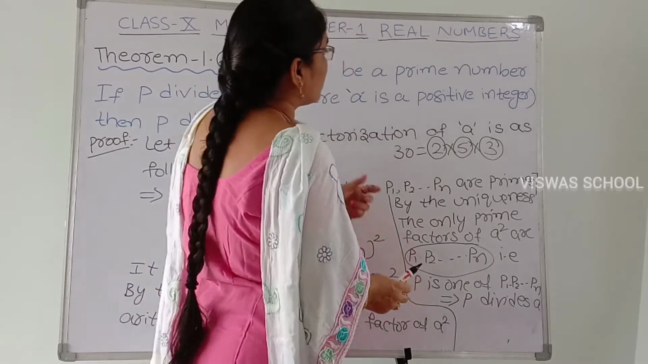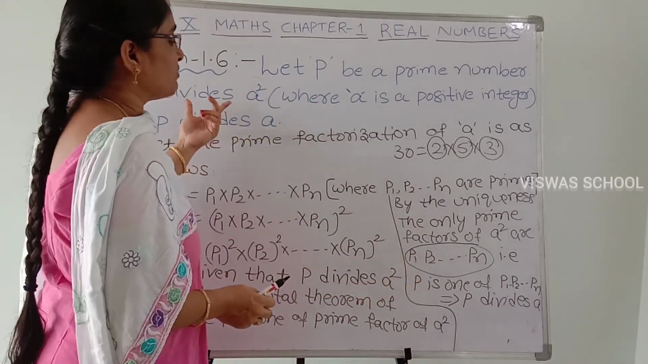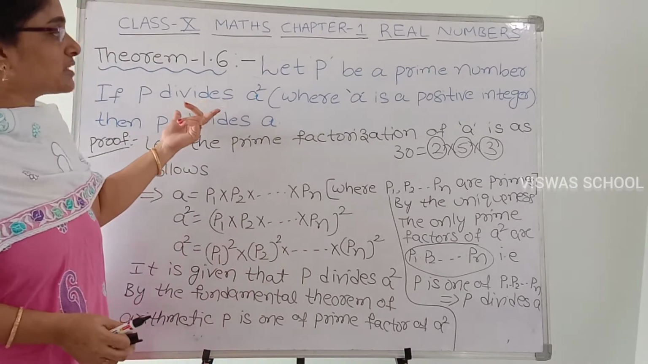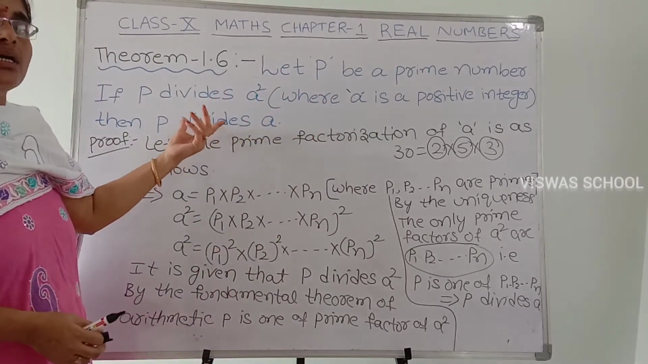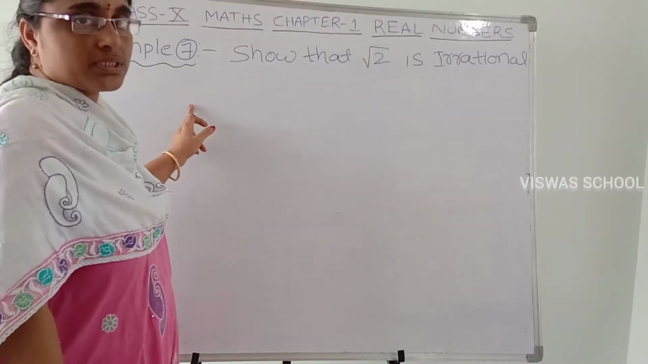Therefore, P divides A. That is, here P is a prime number. If P divides A square, where A is a positive integer, then P divides A. Next one is example 7.